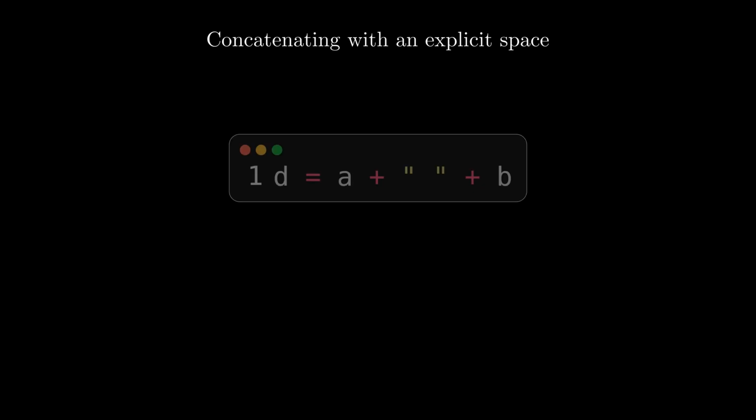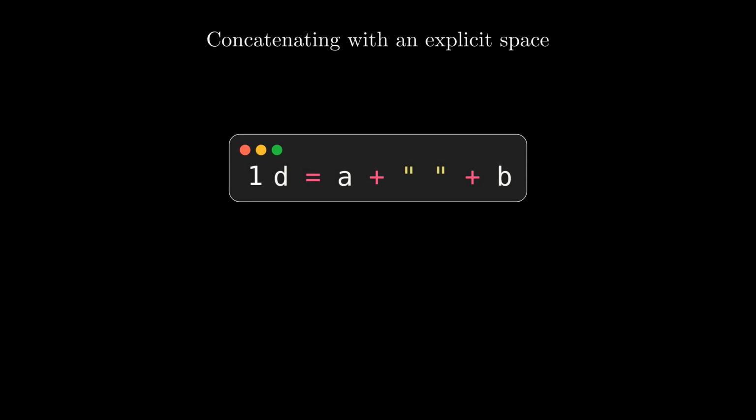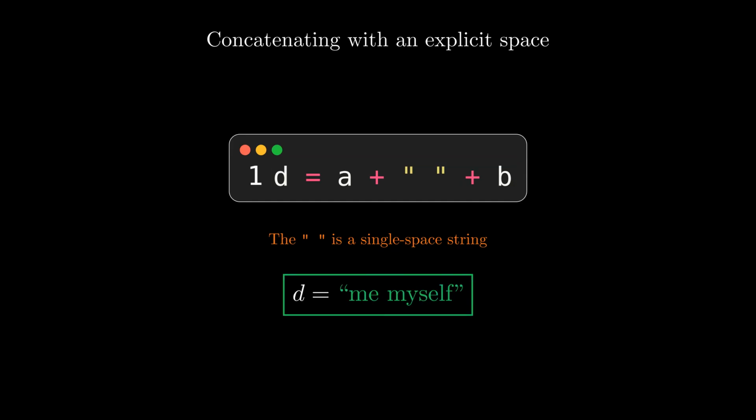If you want a space, you must include it yourself. Space is a character like any other, so put one inside its own pair of quotes. d is set to a plus a string containing a single space plus b. Now the result is "me myself", two words separated by a space, three strings concatenated into one. This pattern, joining words with explicit spaces, shows up constantly when building output messages.